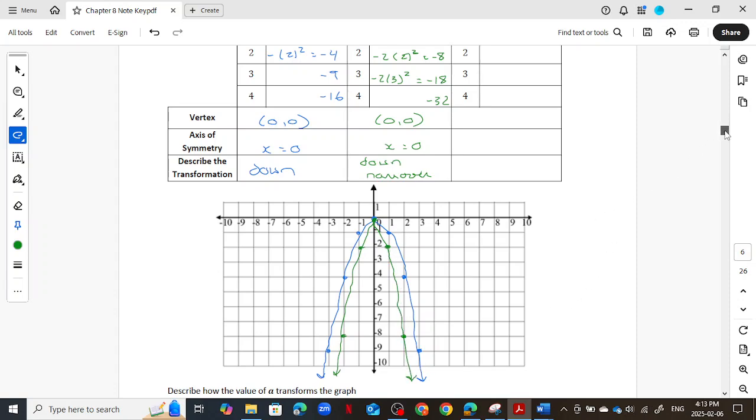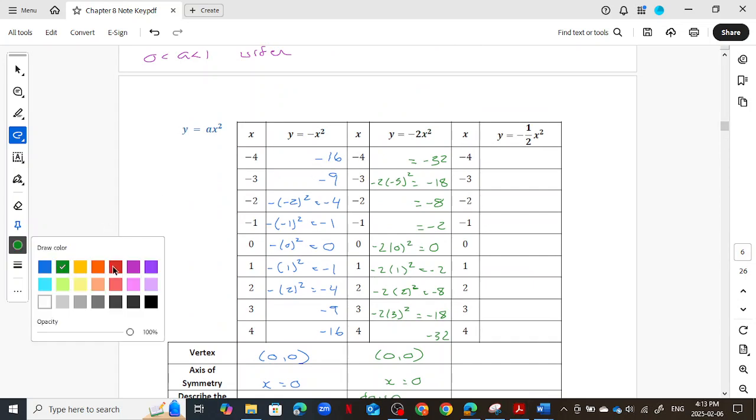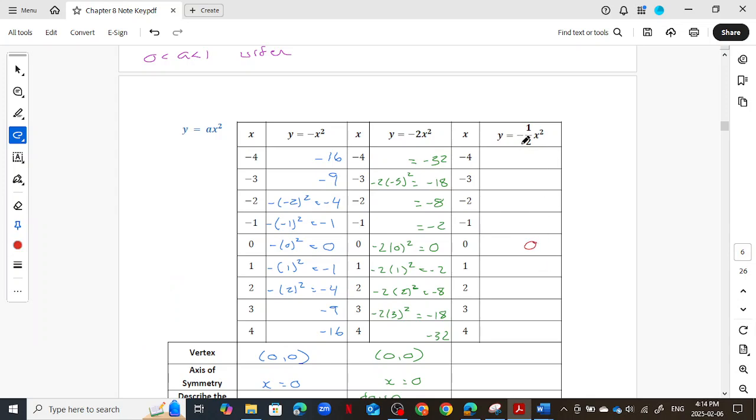Okay, can you guess what this last one's going to do? Is it going to be any different than y equals 1/2 x squared? Well, yeah, it's just going to open down. So if we think about it, we have a vertex at 0, 0, right? Negative 1/2 times 0 squared is still 0. And then if we put in 1, we've got negative 1/2 times 1 squared, which is negative 0.5. If I go negative 1/2 times 2 squared, that's 4. Half of 4 is 2, times negative 1 is negative 2.